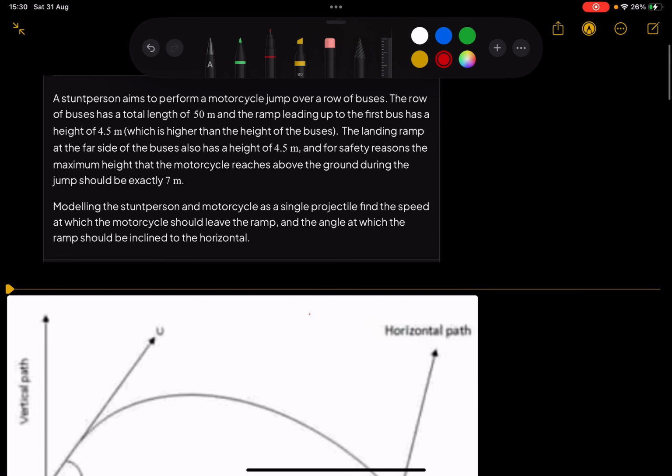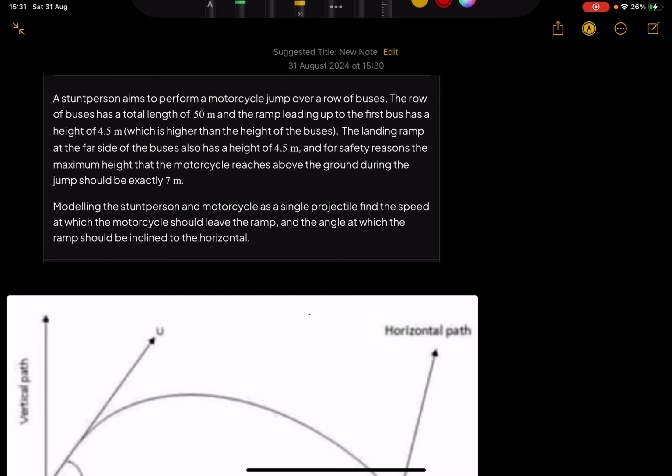Welcome to our maths. Today we're doing projectiles. A stunt person aims to perform a motorcycle jump over road buses. The road buses have a total length of 50 meters.